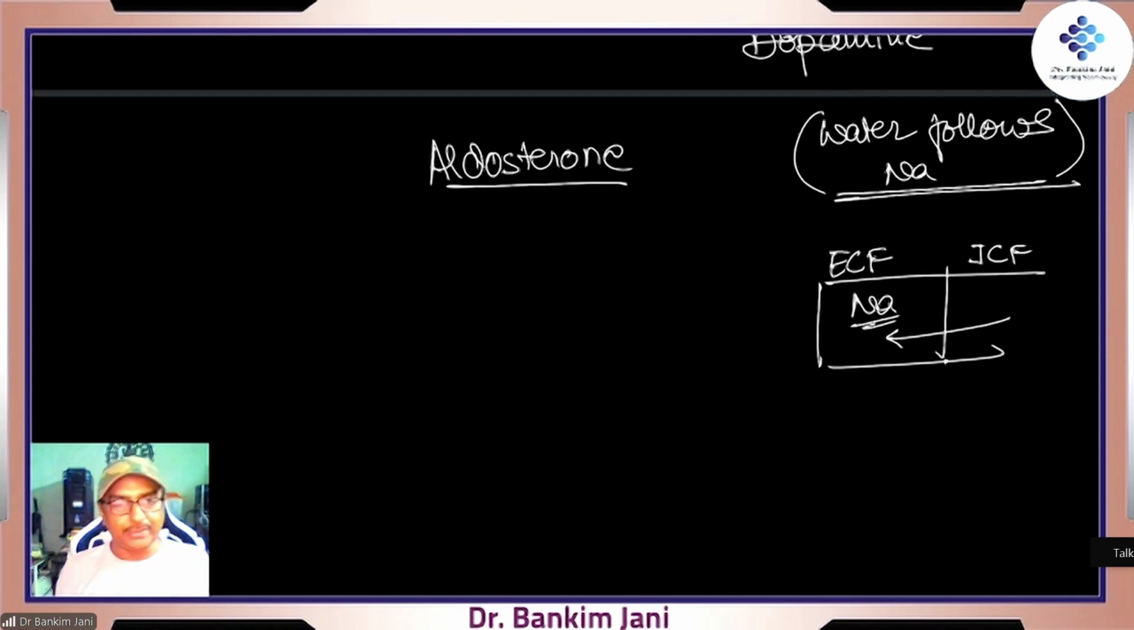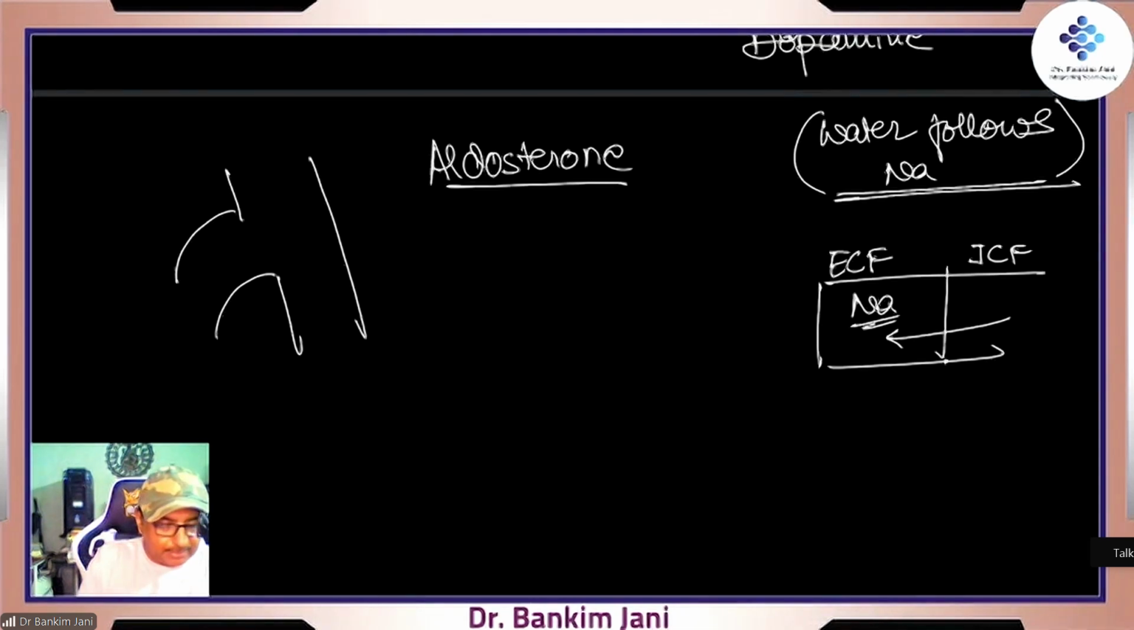Water follows sodium. Now, what is aldosterone doing? Aldosterone is telling that because we have to increase the plasma volume, don't let the sodium go to waste. Now, from where is the sodium going out? The kidney, right? So the kidney is throwing it out through the distal convoluted tubule and the collecting duct, DCT and the collecting duct.